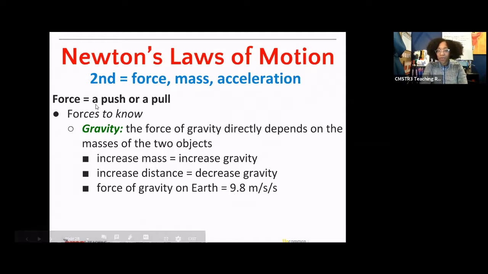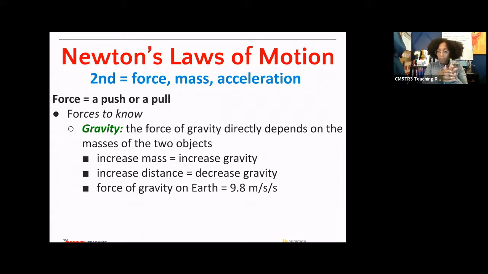So the last force that I want to talk about is gravity. A couple things to remember about gravity. Gravity is dependent upon mass. So the more mass, the more gravity. That's why the pull of gravity on Earth is stronger than the pull of gravity on the moon. The moon is less massive than the Earth. So gravity and mass are directly dependent. Distance also affects gravity. The more distance you have, the less gravity between the objects.